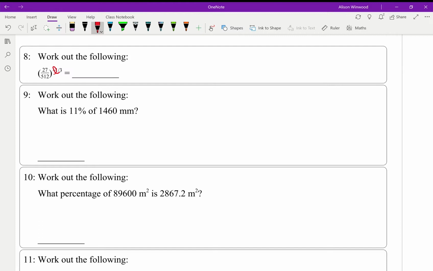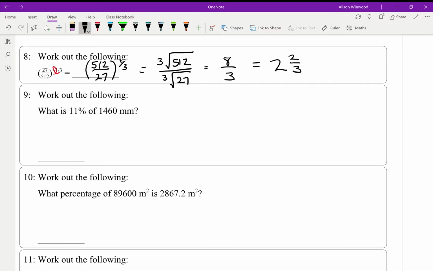Negative power, so I'm going to turn the fraction upside down, so it's 5/27 to the power 1/3. Power 1/3 means I want the cube root of both numbers, so the cube root of 512 and the cube root of 27. Cube root of 512 is 8. Cube root of 27 is 3. Could write it as a mixed fraction. Shift SD is 2 2/3.